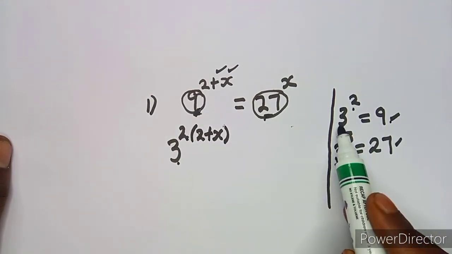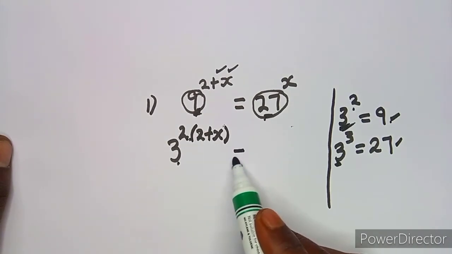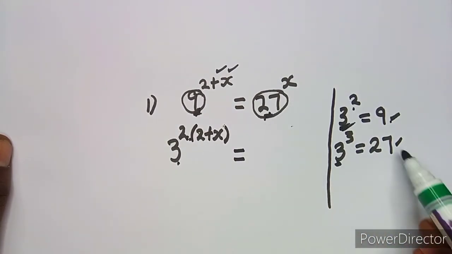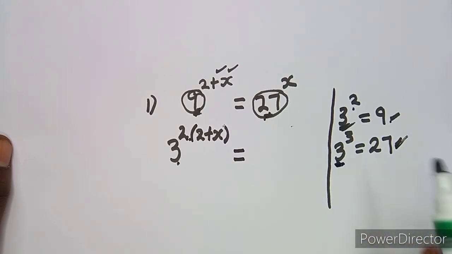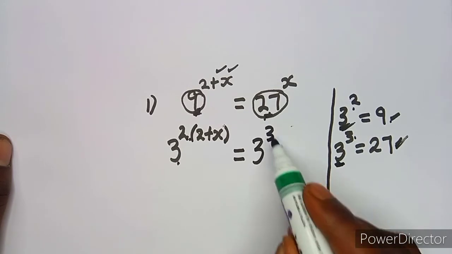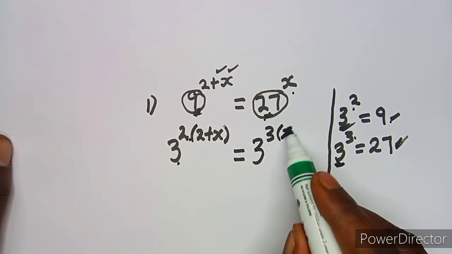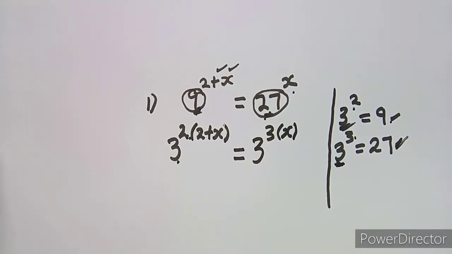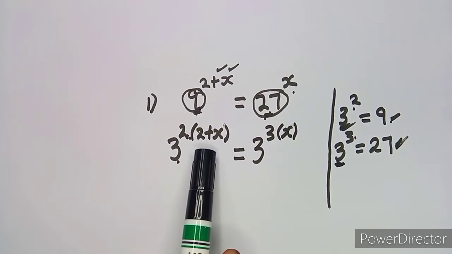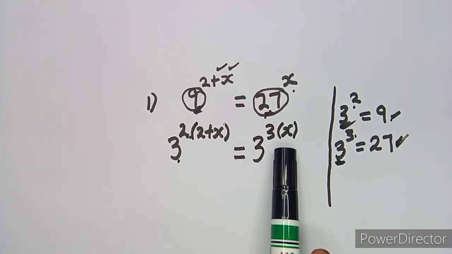In place of 9, you substitute 3 to the exponent of 2. Okay? We move on to 27. 27 is 3 to the exponent of 3. So it's going to give us 3 to the exponent of 3. This is your 27. But take note, there was already an x which was there. So I'm going to multiply to that x. Just like what I did here, I had to multiply with 2x, 2 plus x. The same thing, I have to multiply by x here. All right.